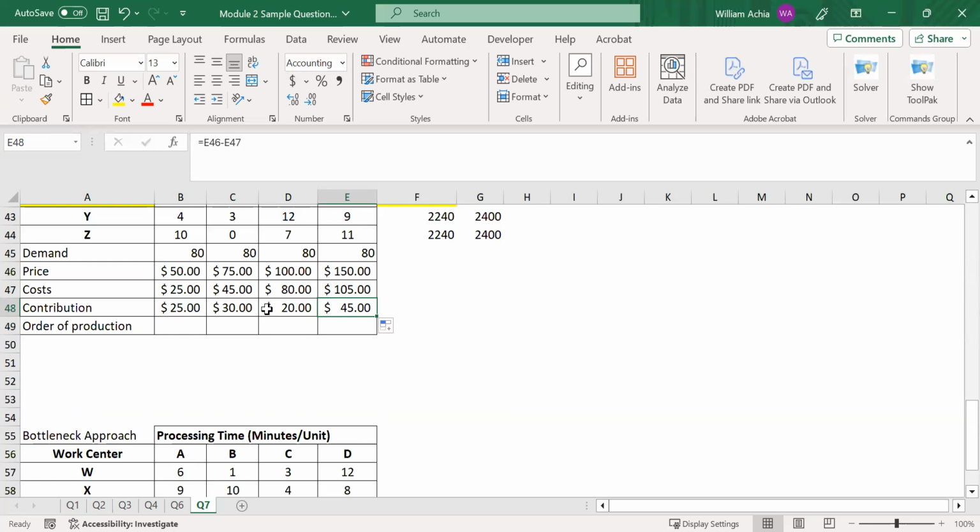So now I can see which one has the highest contribution. Remember, this is kind of like a profit. So the highest contribution here is going to be D. So this goes first, followed by B. This goes second, followed by A. This goes third. And finally, we'll finish off with product C. This will be fourth.